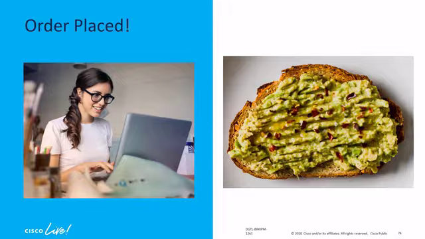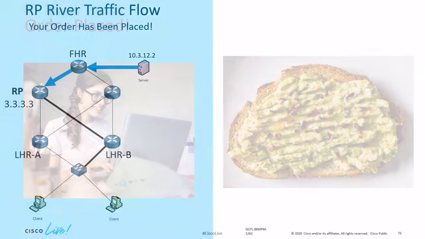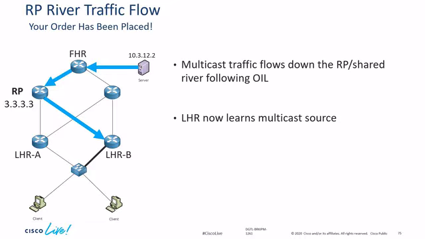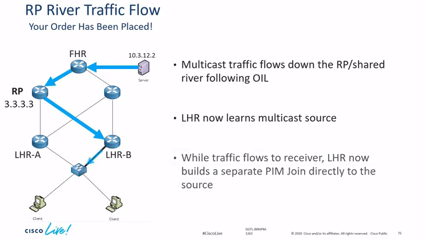But first, we've now placed the order. The next thing to happen is when the rendezvous point receives that multicast traffic, it's going to deliver it down its own outgoing interface list towards LHRB. And something important happens when LHRB receives that multicast traffic. It's going to receive that multicast traffic and see the source address in the packet. And that tells the LHR that, hey, here's a source. You should go ahead and deliver this traffic to the receiver.